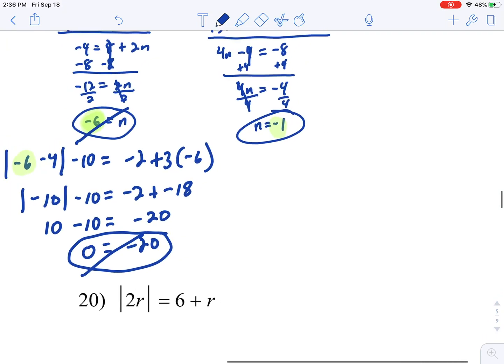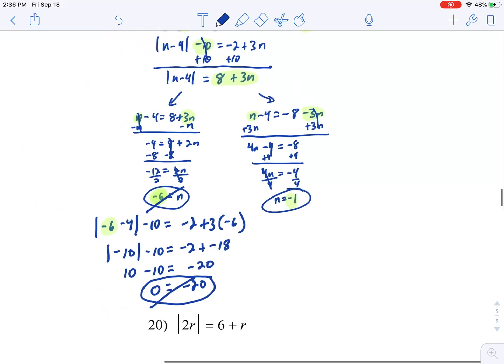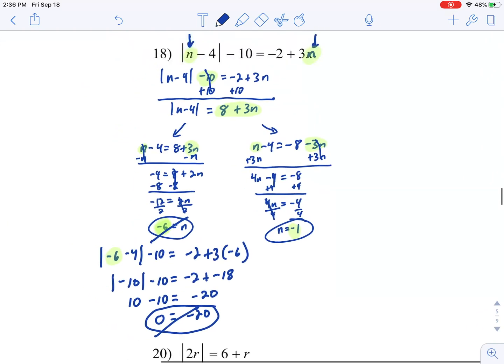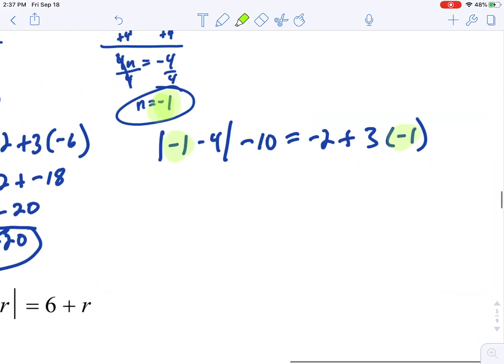It does not work. Can you have two extraneous solutions? I suppose it's possible, so let's go ahead and check. Negative 1 minus 4, minus 10 equals negative 2 plus 3 times negative 1. So now I'm plugging this negative 1 in here and here, put it there and there, and I'm going to work this out.